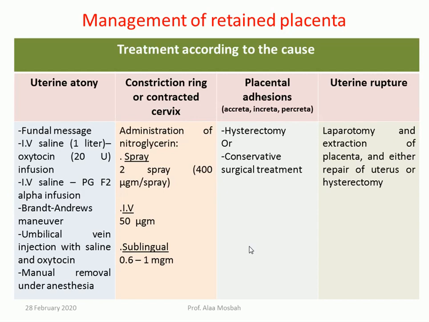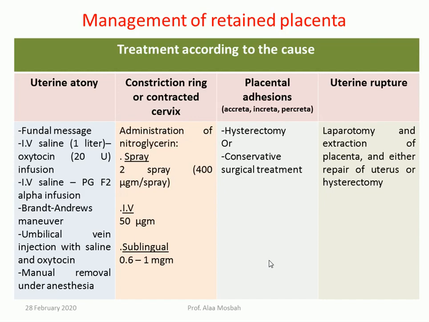Brandt-Andrews maneuver as before, we do gentle cord traction during uterine contraction. At the same time, by the other hand, we do pushing to the uterus upward. Another line of treatment, if the above failed, we can do umbilical vein injection with saline and the oxytocin. Here we deliver the oxytocin to the placental bed, which causes uterine contraction. Lastly, if all the above failed, we do manual removal under anesthesia.